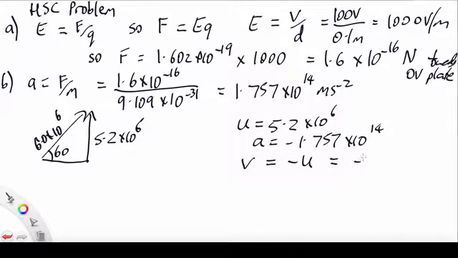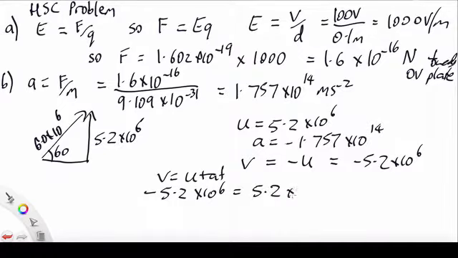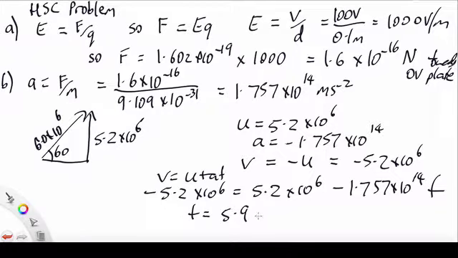So since V is minus 5.2 by 10 to the 6, we have minus 5.2 by 10 to the 6 equals 5.2 by 10 to the 6 minus A, because adding A, but A is a negative, so 1.757 by 10 to the 14 times T. When we work that out for T, we get that T is 5.9 by 10 to the minus 8 seconds, or we can write it as 59 nanoseconds.